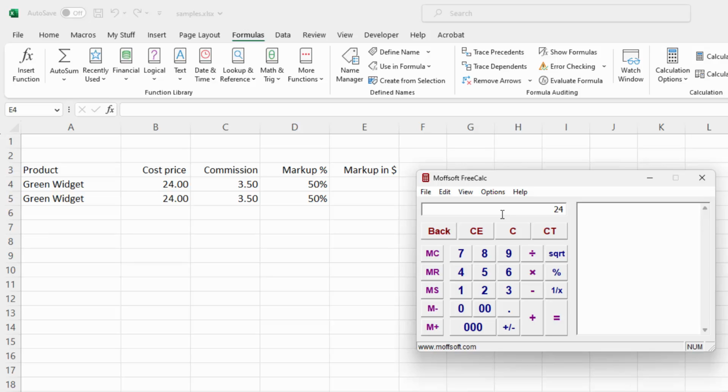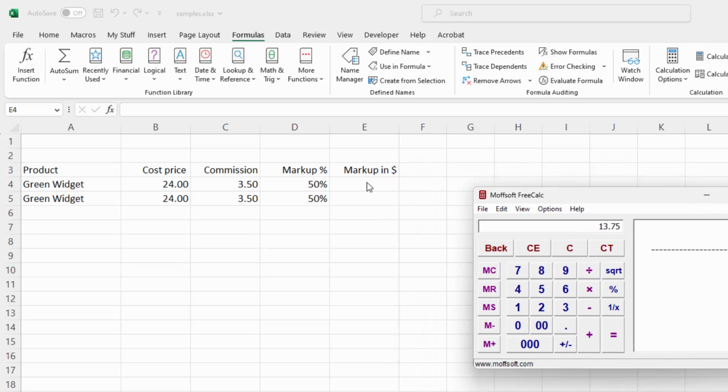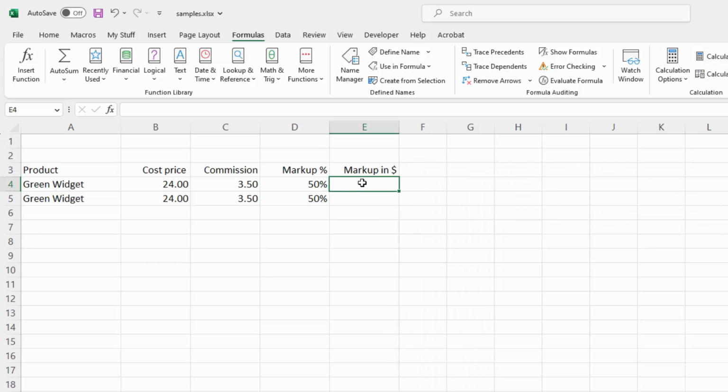We would type in our 24, we would hit the plus sign, and then we would type in our 350. And then we would multiply all of this by 0.5, which is 50%, and we'd come out with the answer of 13.75. Let's have a look at doing that the same way in Excel.